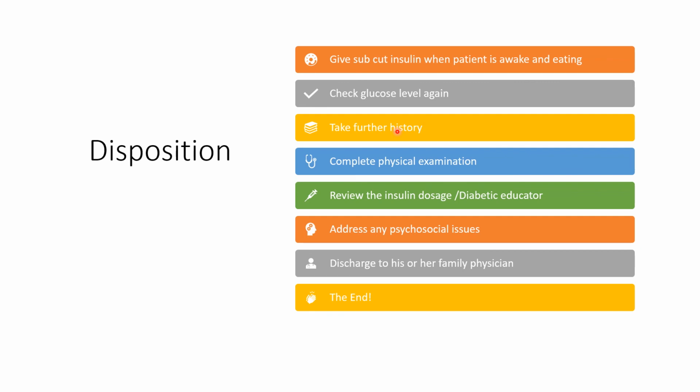So full history, social, everything: what is happening to your diet, do you comply, if already diagnosed before, are you taking your insulin, or does this patient not even have enough money to buy the insulin? We involve social workers right now. We'll have a complete physical examination done.